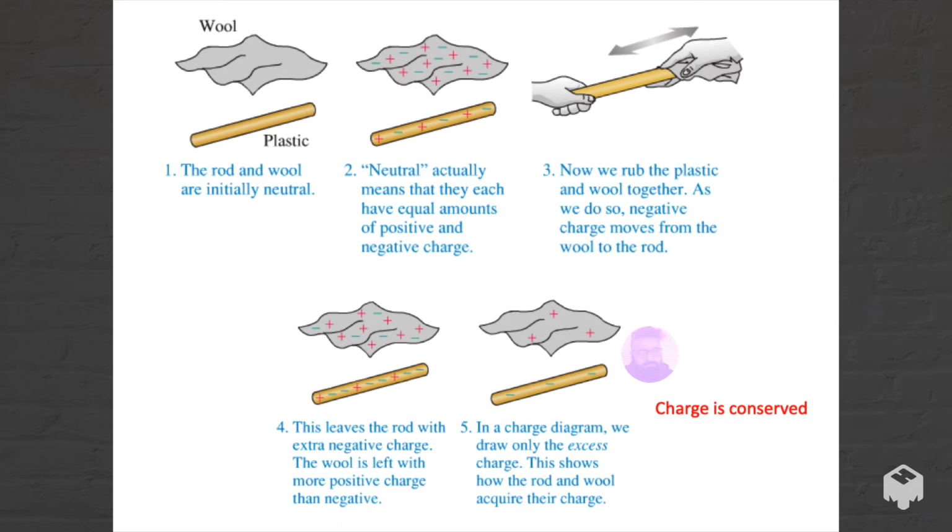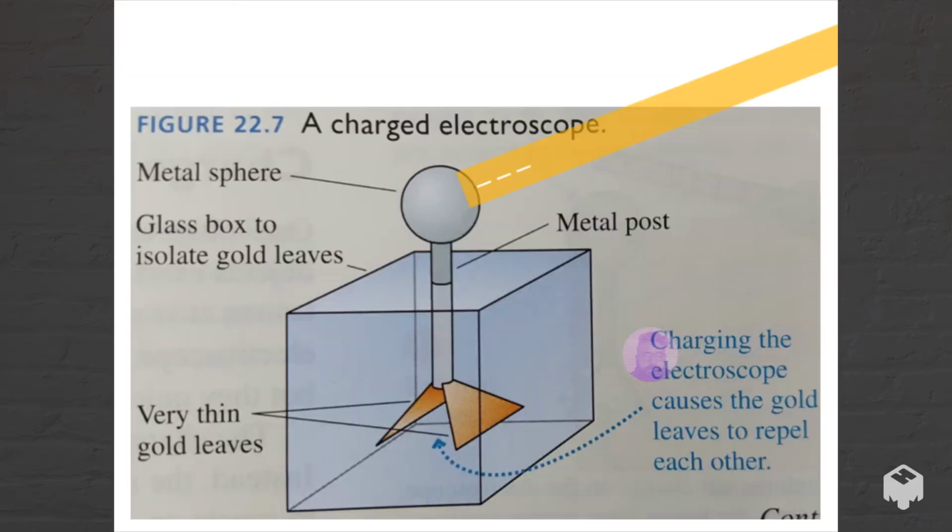Now, how can we detect this? How do we know that this is in fact true? Well, we can do an experiment with something called an electroscope. We can take this plastic rod and bring it in touch with the sphere that is on top of the electroscope. It's made of metal, and then there is a metal bar that runs down, and then there are two golden leaves at the bottom. These are very thin leaves. They're like aluminum foil at the bottom.